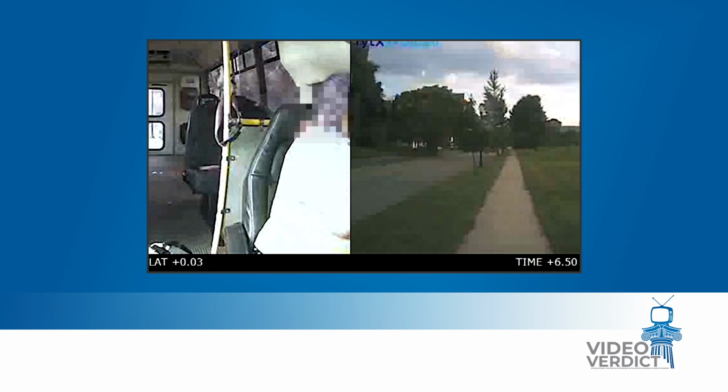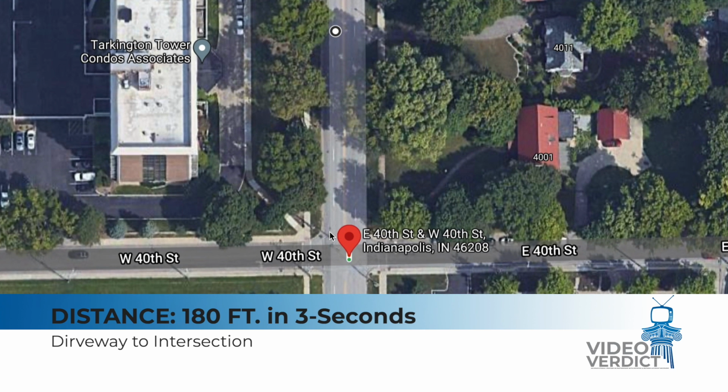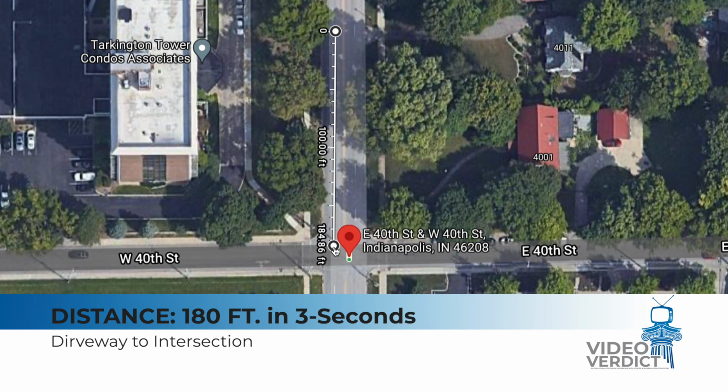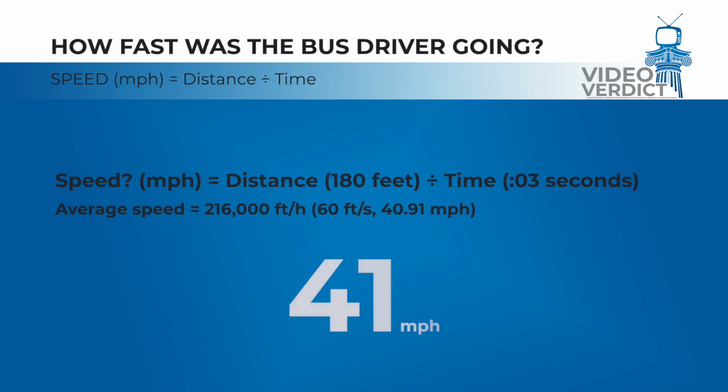Now we can simply use a Google Maps satellite image and mark the 2 points on the map. Google tells us the distance, 180 feet. So now we know the bus covered 180 feet in 3 seconds. Remember your high school physics class? If you know the distance and you know the time, then you can determine speed. In this case, the bus's speed was 41 miles per hour.